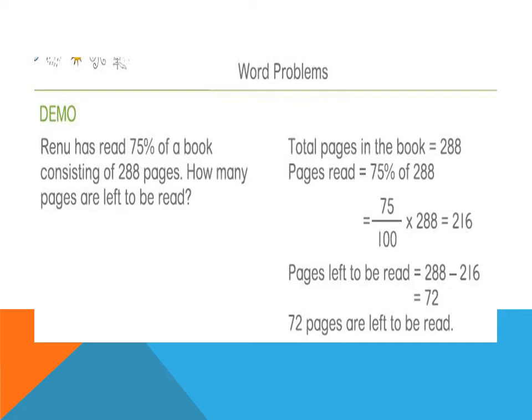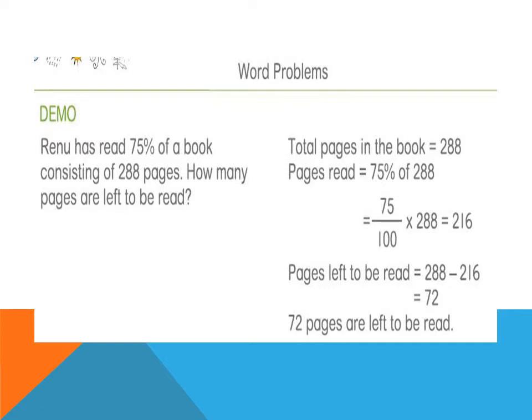Now, at this point, let me remind you once again, in your last year also, I have told you that when you are dealing with any question in mathematics, especially the word problems, try to understand properly what the question is saying. Then only your answer will be correct, then only you will do it properly. See, here it is said that the book has a total number of 288 pages. Out of these pages, 75% Renu has read. So how many pages are left?